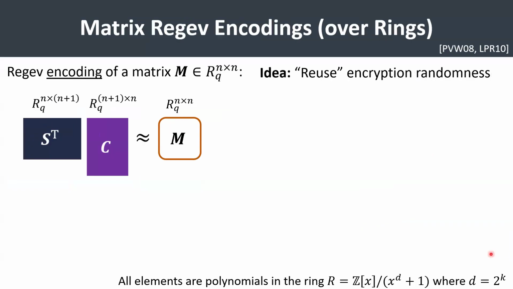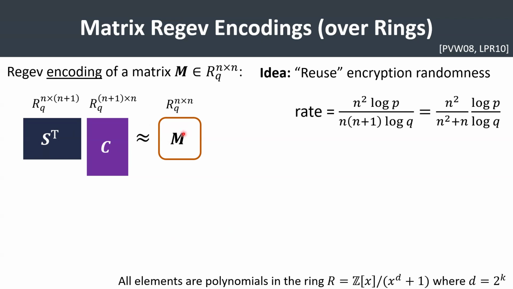Okay, turns out that you can actually do better. Instead of encrypting 1 bit at a time, you can actually encrypt an entire matrix at a time. The reason that this is better is because you can reuse the randomness that you're using to encrypt each component of the matrix. This does not compromise security, and so this can reduce the size of the ciphertext.